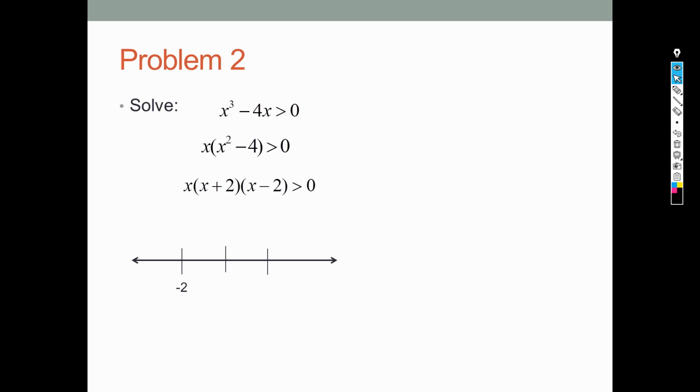Okay, to the far left, the smallest number is negative 2. We plot that. And then the 0 comes next, and then the 2. So then we have 1, 2, 3, 4 intervals. So we have to find the sign of this expression right here to the left, on the left side of this inequality.